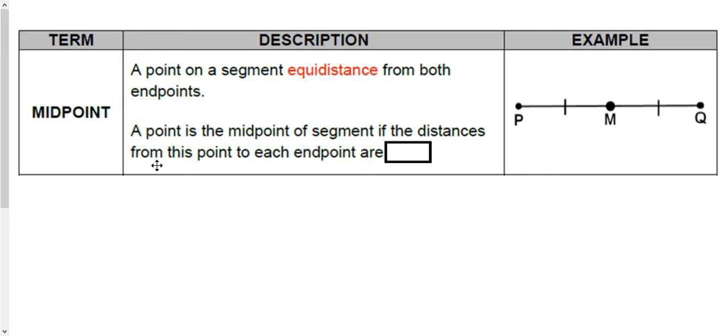are the same. Here we've got a point as a midpoint of a segment if the distances from this point to each endpoint are equal. So sometimes they ask if it's a midpoint, then these two pieces have to be equal if this is a midpoint.